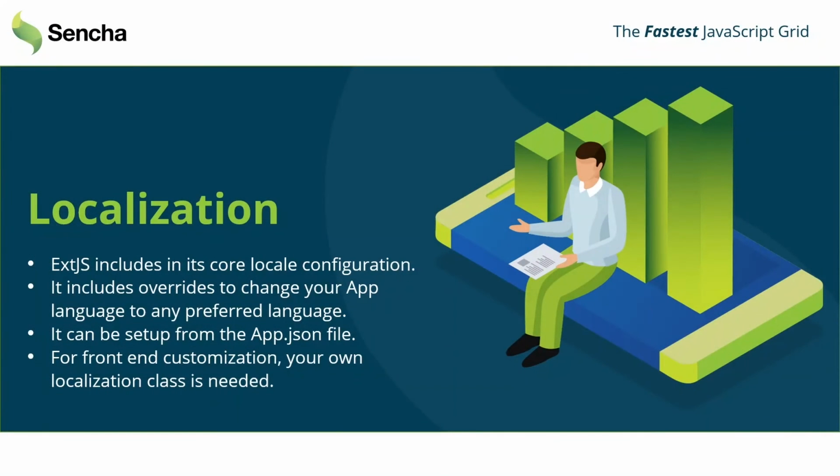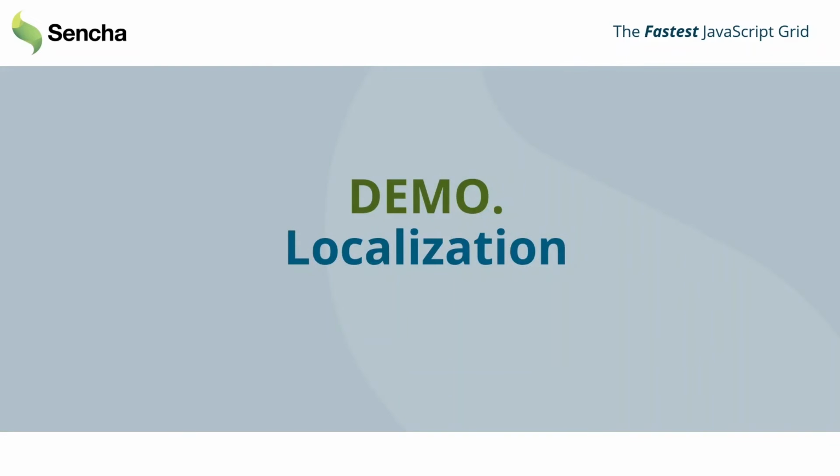Language localization is easy with XJS. XJS allows us to change locale configuration by setting it up in the app.json file. It also allows us to create overrides to existing components. It also allows us to change the language by using overrides to existing or our own components. However, for front-end localization, we're gonna use our own class. Let's go ahead and perform our second demo of the day.